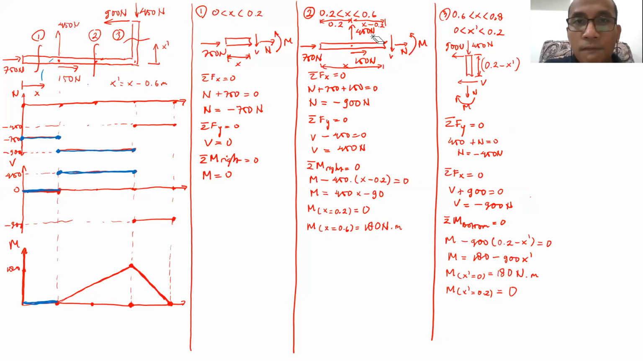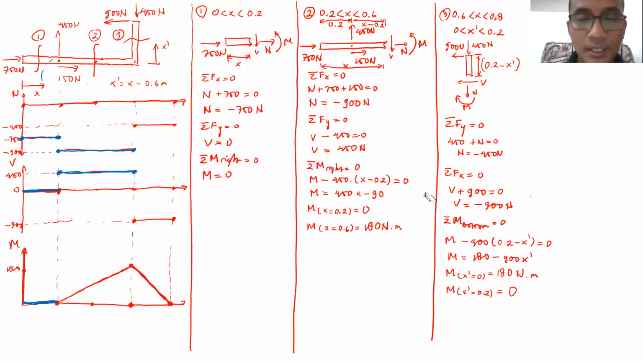If from the left edge to the cut here is x, and from the left edge to the 450 Newton is 0.2 meters, the distance of this part will be x minus 0.2. So that will be our moment arm. Then M minus 450 multiplied by the moment arm, x minus 0.2 meters. So what I will get is M equal to 450x minus 90.